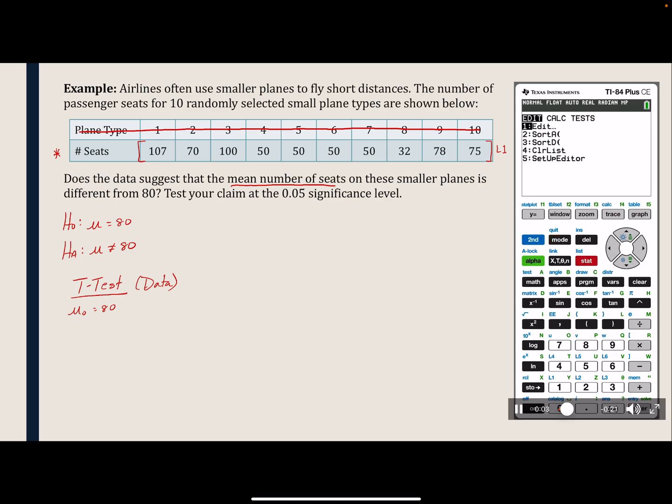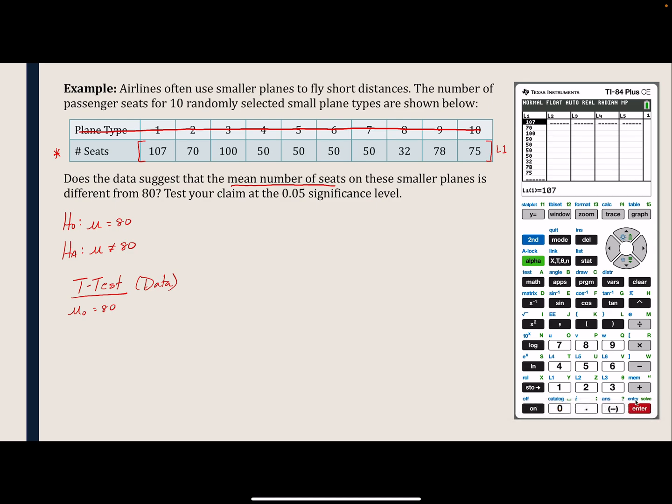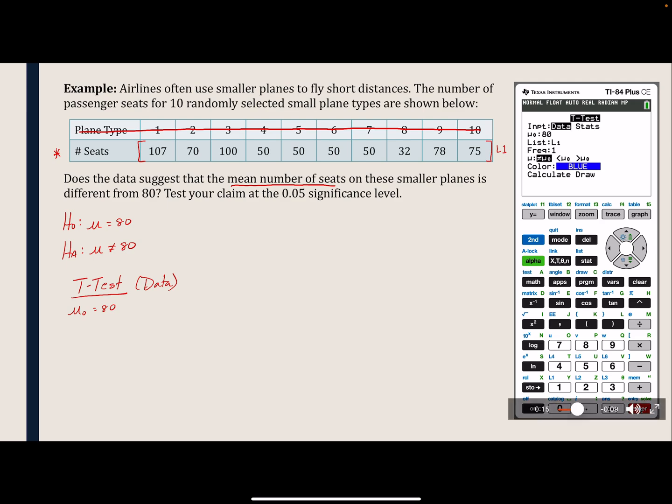So we're going to stat edit and enter the data into L1. Then go to stat tests, choose t-test, and make sure you choose data since that's what you're given. Then your mu sub 0 is 80, and it's going to ask for your list, which is L1. It's always L1. And the frequency, which we're always going to leave at 1. And then we're going to choose the symbol for our alternative hypothesis, which is that mu is not equal to the null hypothesis. And then calculate.